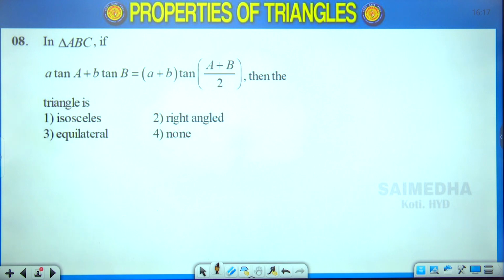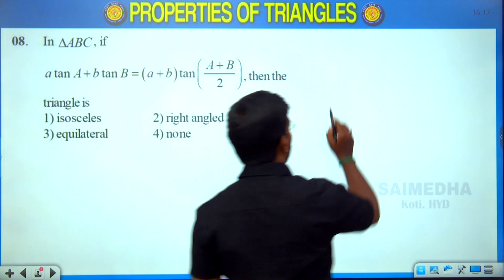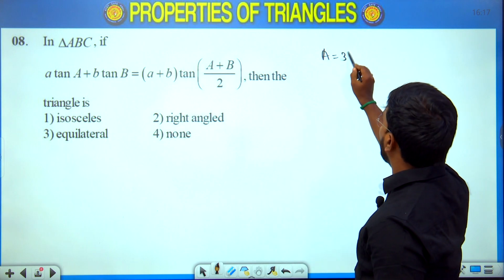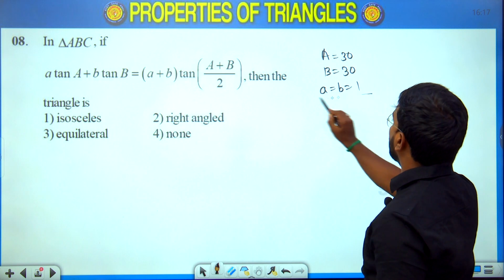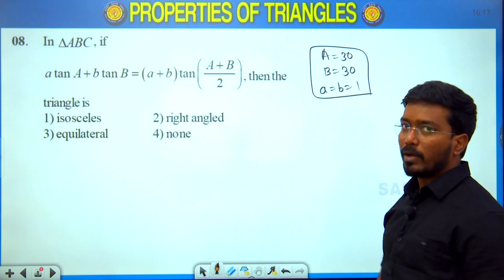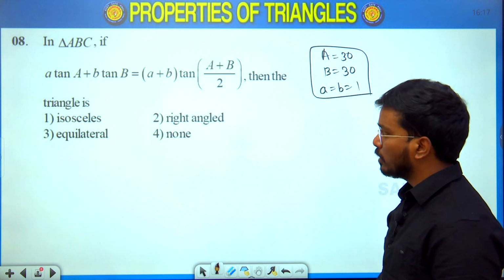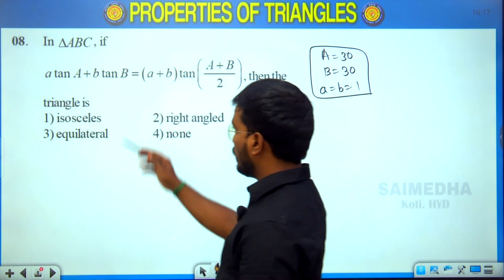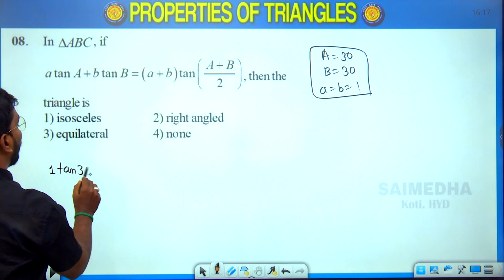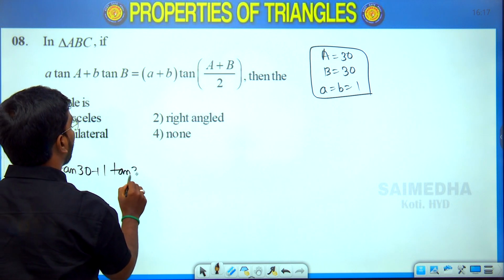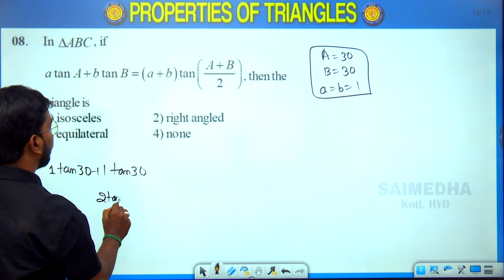If a tan A equals b tan B, I am taking here A equals suppose 30, B equals suppose 30, a equals b equals 1. I am taking this on behalf of an isosceles triangle because I know the answer. You can do it with your own values. So, what do we have here now? a equals 1, 1 into tan 30 plus 1 into tan 30 equals tan 30 plus tan 30, 2 tan 30.